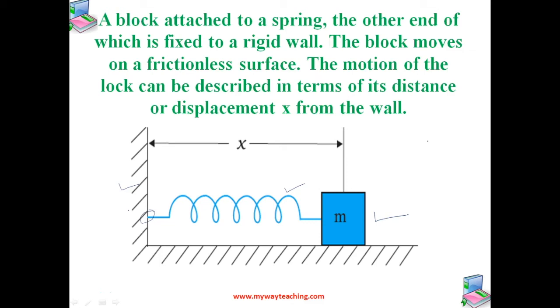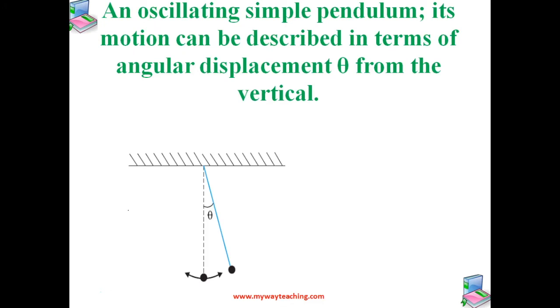So for an oscillating simple pendulum, the angle from the vertical as a function of time may be regarded as a displacement variable. Okay, you can see in this figure. An oscillating simple pendulum, its motion can be described in terms of angular displacement theta from the vertical, isn't it? It is described in terms of this angular displacement theta. See, the term displacement is not always referred to the position. Means there can be other kinds of displacement variables.